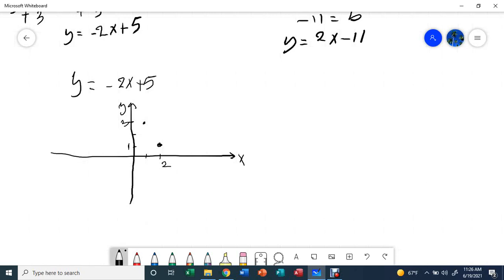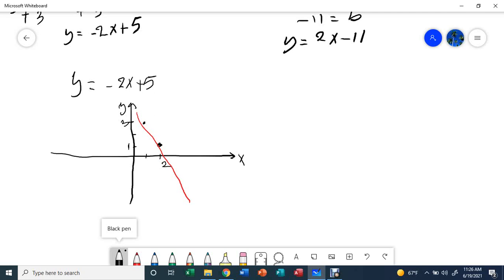Just gonna change the color so you can see it. Yep, so now you connect the points. That's your line. The line passes through the 2 points, (2, 1) and (1, 3). You can also use the slope and the y-intercept to graph that line.